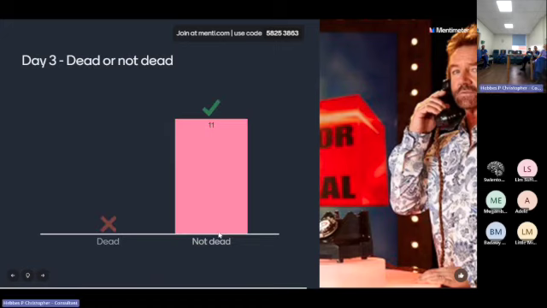Hold on. He's not dead because you haven't tested for it, and his heart's still beating as well as we know. So he hasn't met the criteria for death.